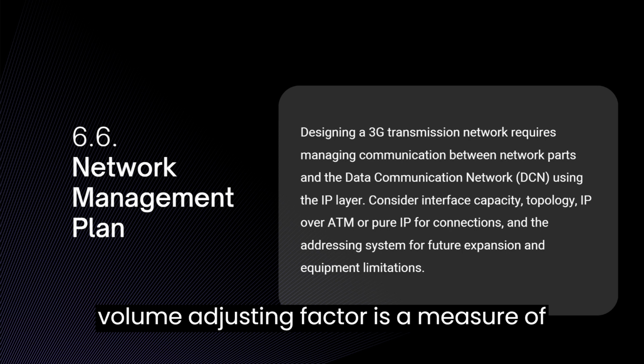When we plan the data communication network, DCN, we have to think about the capacity of the interface that connects the base station to the rest of the network. This interface can handle between 32 and 128 kilobytes per second of data. We also use IP over ATM or pure IP for the connections. In some cases, we need to make sure that the IP addressing system we use can be expanded in the future, so that we can add more elements to the network or upgrade the technology. However, we need to consider the equipment limitations when we plan the IP addressing.